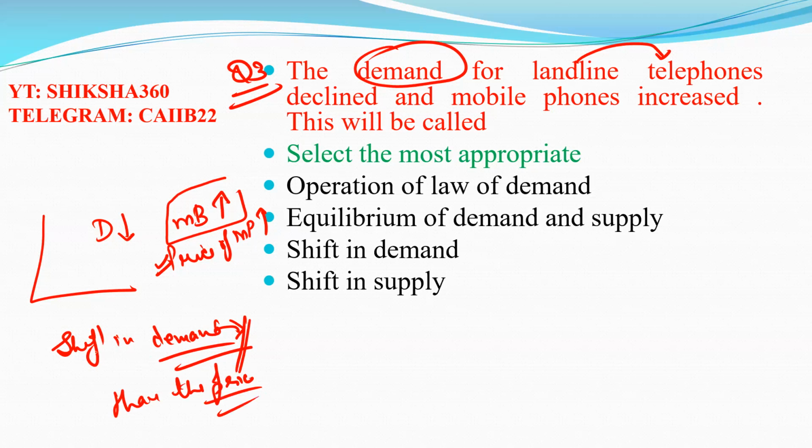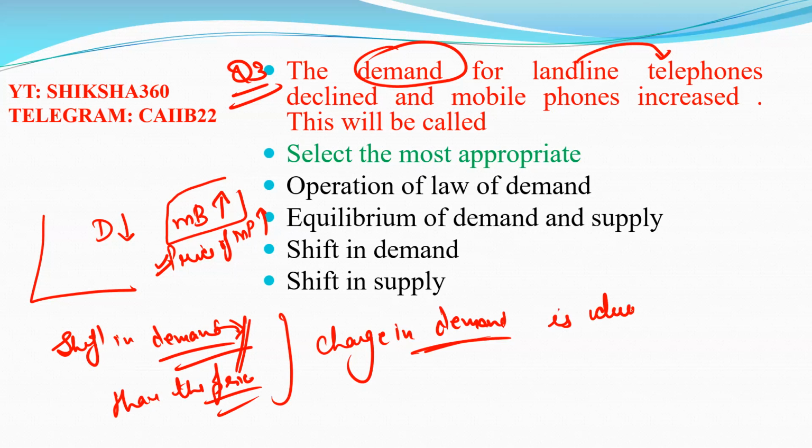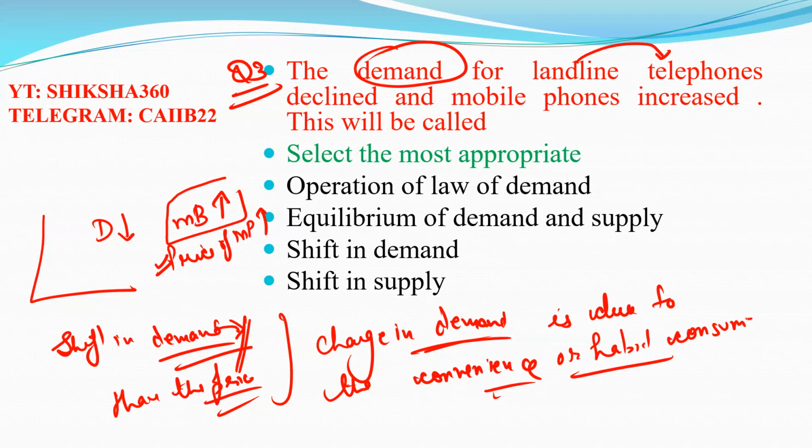So why the change in demand? What is the reason here? The change in demand is basically due to convenience, or we can say habit, of the consumers. A mobile phone is easy to carry, and a landline phone is not easy to carry. So the change in demand is due to convenience or habit, or basically the easy handling.